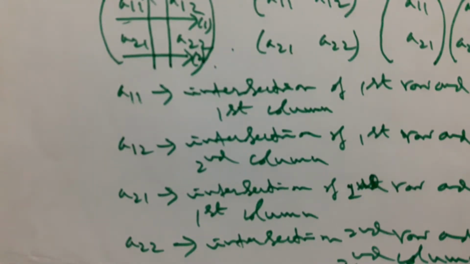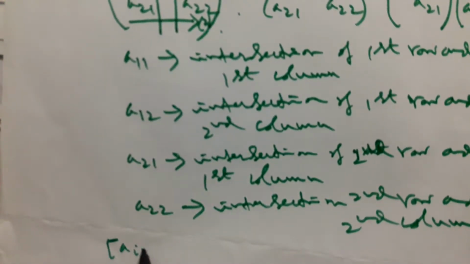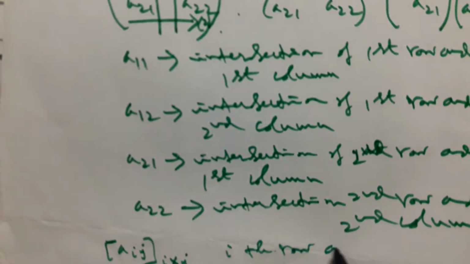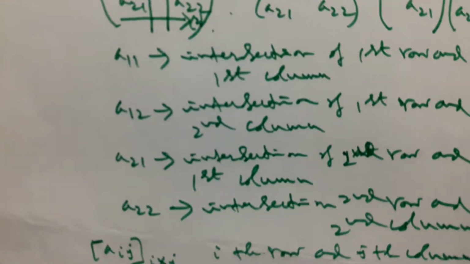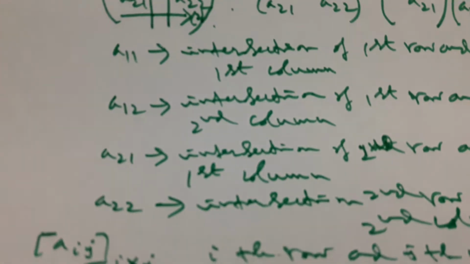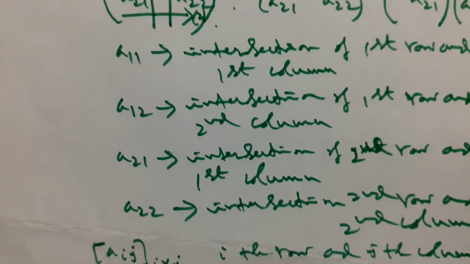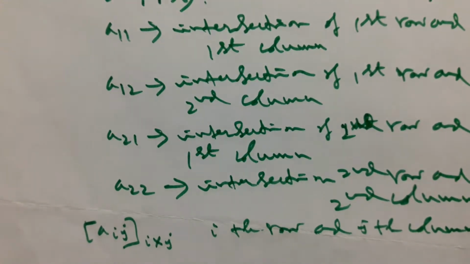For the general representation, if we take Aij, that is i by j, it is called the ith row and jth column. So in this way we can get the idea of how to represent the matrix.